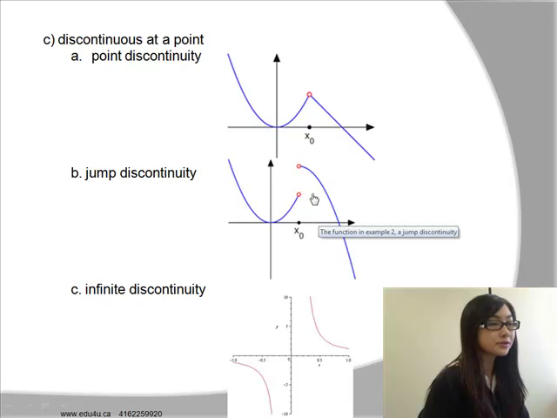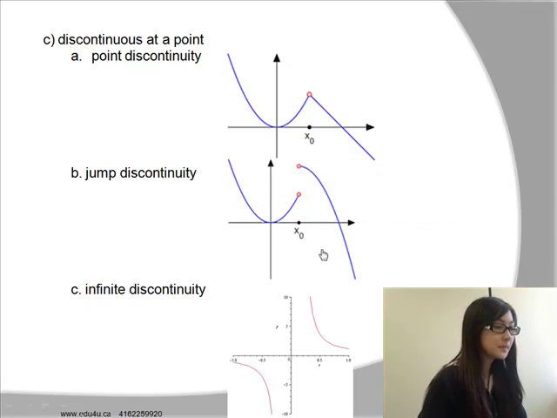The second one is jump discontinuity, in which the graph sort of takes a jump at x = x0. The last one is infinite discontinuity. One example is y = 1/x, in which the function goes arbitrarily large in either direction or arbitrarily small.